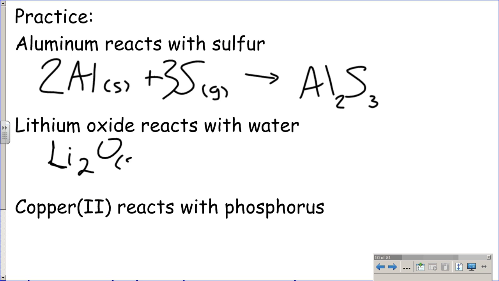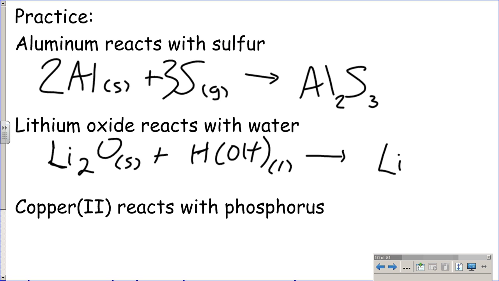Li2O solid plus H2O, which I'm just writing as HOH because I like it, yields LiOH, no subscripts. Why? They both have a 1 plus, 1 minus charge, right? So then to balance this out with a 2 Li, you just needed a 2 in the front of LiOH, lithium hydroxide. Cool? All right, I'm going to scroll down.